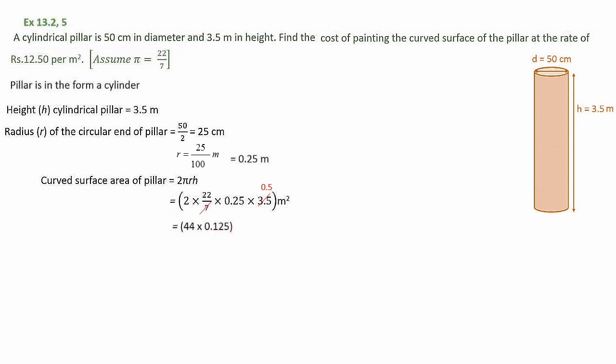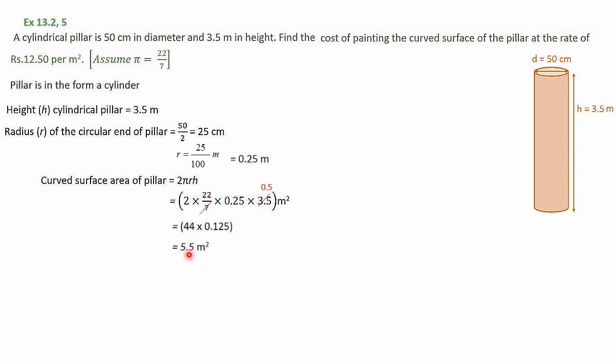You must multiply it and verify that you are getting the answer as 44 into 0.125. Or else a mental calculation is also easy. 2 into 22, 44. 25 into 5, 125. Here 3 digits after the decimal, here 2, here 1. So 0.125. Wherever mental calculation is possible, do it, so that you can save your time. That is 44 into 0.125, when you multiply you will get 5.5 meter square.